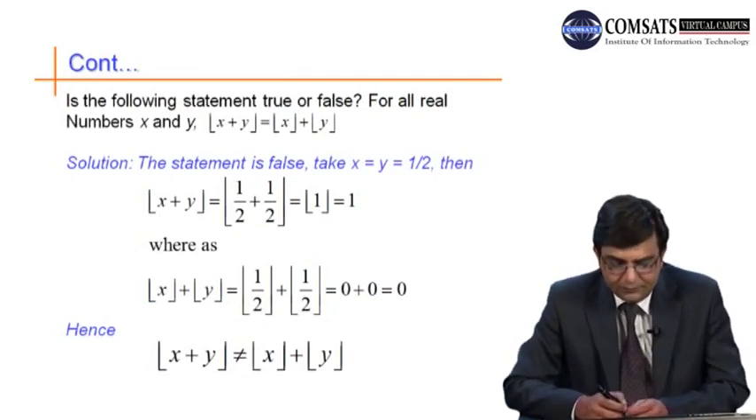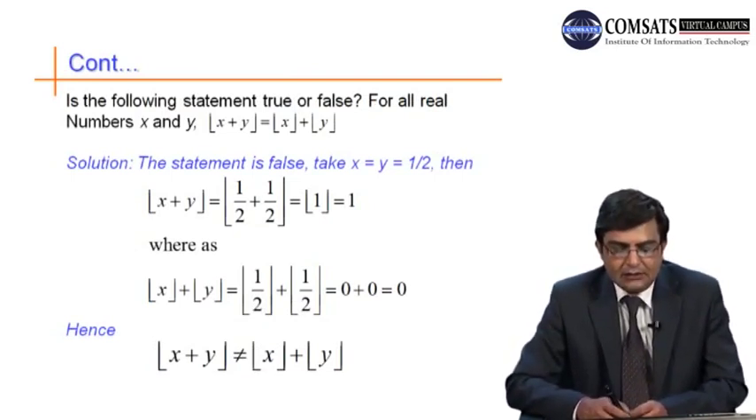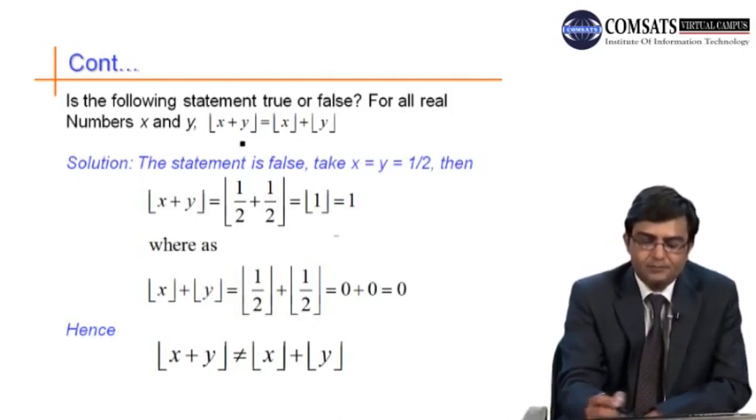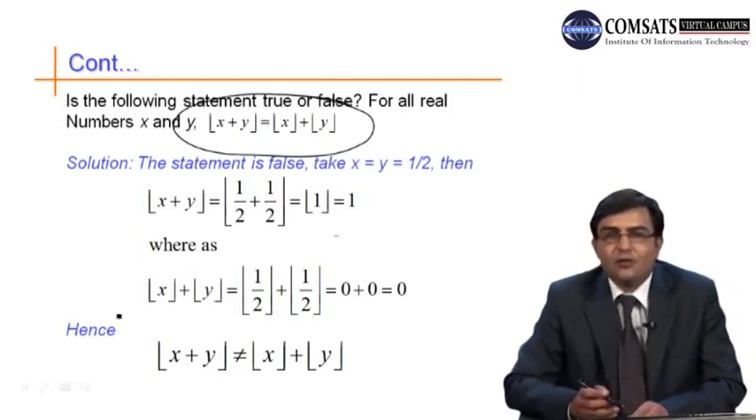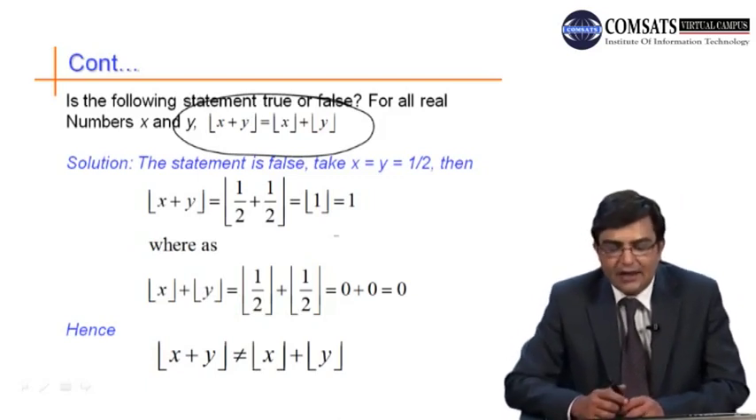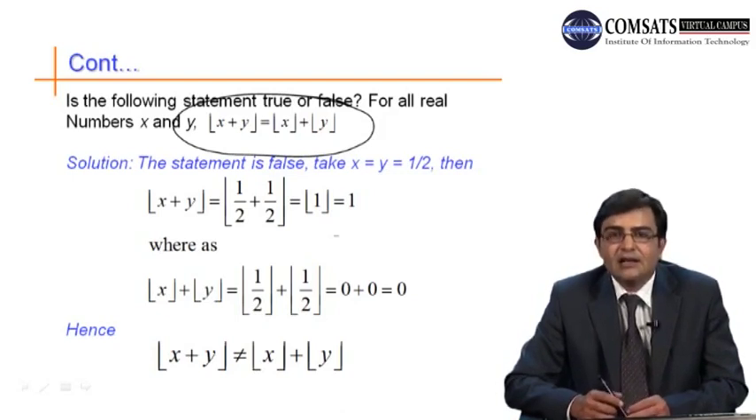Another property which we shall disprove, with respect to the floor of any two real numbers: the floor of x plus y. We have to prove that this statement is false: the floor of x plus y is not equal to the floor of x plus the floor of y. The statement which says that the floor of x plus y is equal to the floor of x plus the floor of y is false in general. There are several methods of proving statements. We shall discuss these methods when we study the methods of proof.